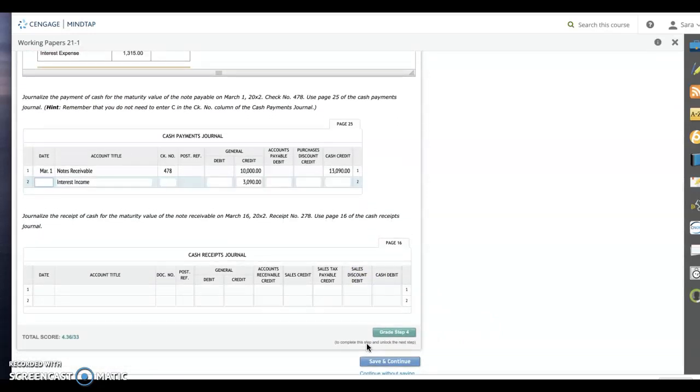Okay, and then we're going to journalize the receipt for the maturity of our notes receivable. The date's March 26th, receipt number 278. We're using page 16. And let's see, we actually have to move that. I did the notes receivable up there. So let's just move that down here. So 278 is our document number. That's going to be the only thing different from the top.